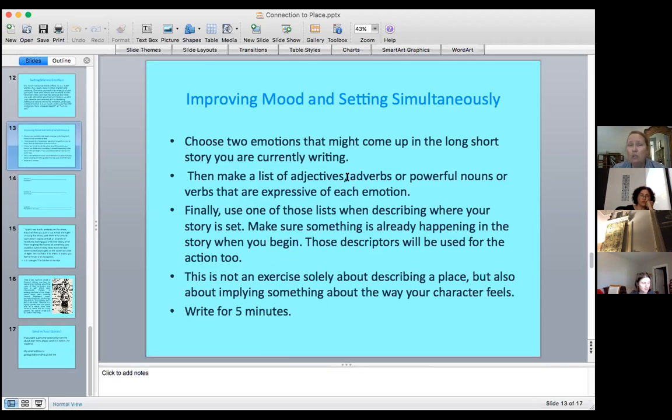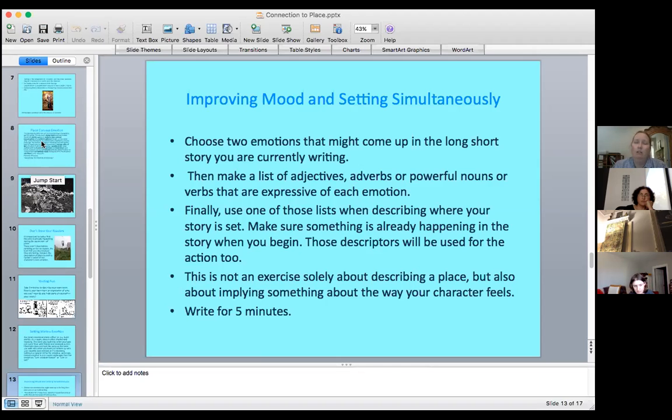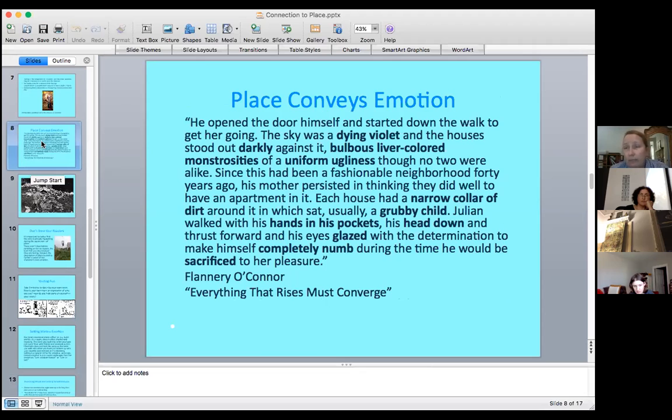Let's say you choose, I'm going to go back to this image so you understand what I'm saying. Let's say the emotion is distress. So then you brainstorm a whole bunch of words that have to do with distress. Dying violet, darkly, bulbous liver-colored monstrosities, uniform ugliness, narrow collar of dirt, grubby child, hands in pockets, head down, glazed, completely numb and sacrificed, right? So you brainstorm this list of things that convey that emotion to you, right?